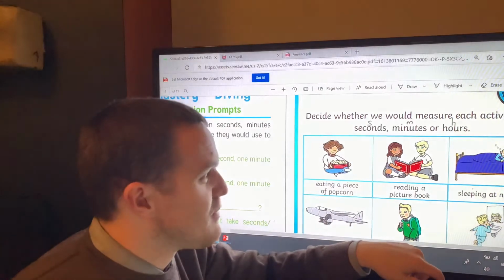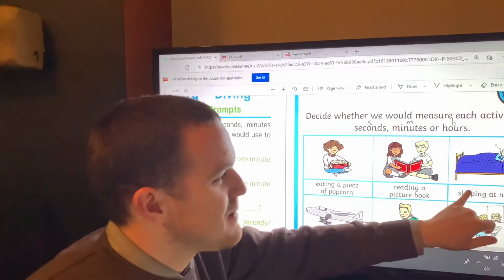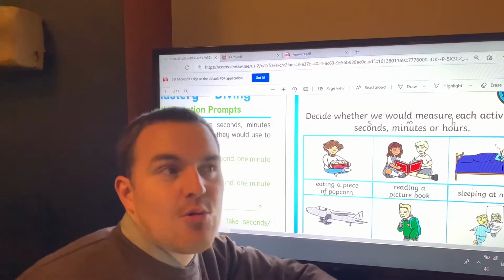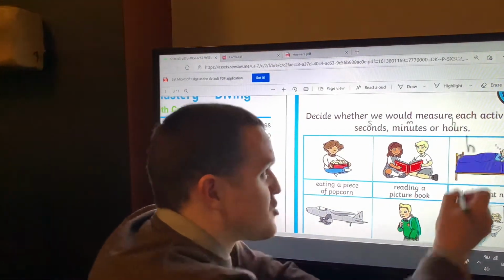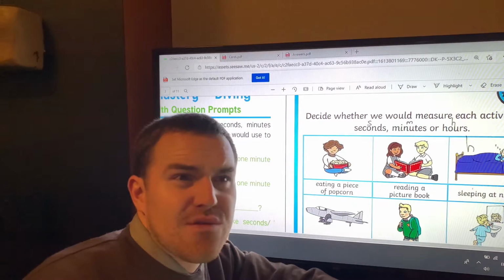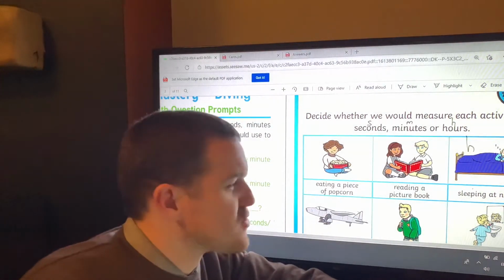Now, let's have a look at some of them. We have sleeping at night. Well, we all know we need quite a few hours sleep to get our energy levels up. So I'm going to put an H on that one. Because you're not going to go to sleep for a few seconds or a few minutes. That's not going to make you feel very good for school in the morning, is it?